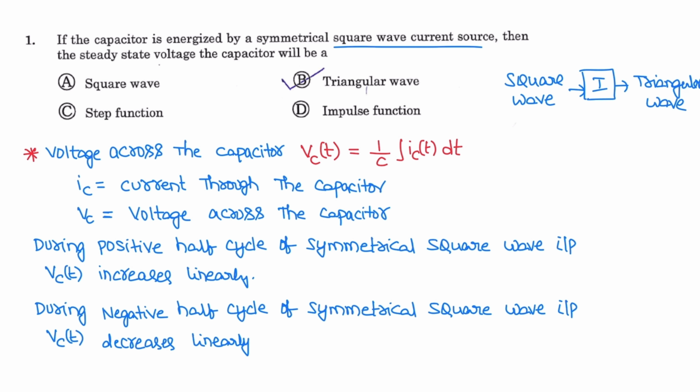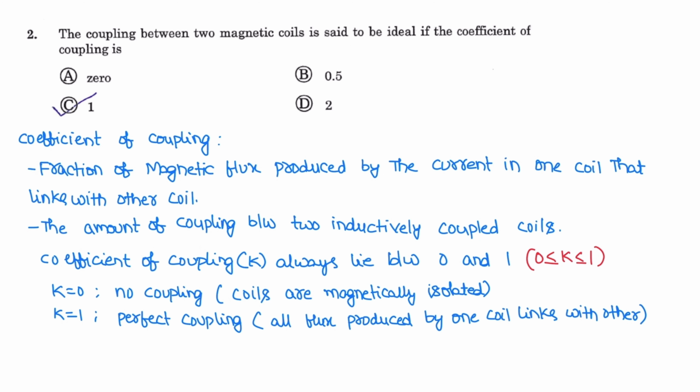Next question. The coupling between two coils is said to be ideal, or perfect coupling, if the coefficient of coupling is 1. Generally the coefficient of coupling is the fraction of magnetic flux produced by the current in one coil that links with the other coil, or the amount of coupling between two inductively coupled coils. It is represented with K and it lies between 0 and 1.